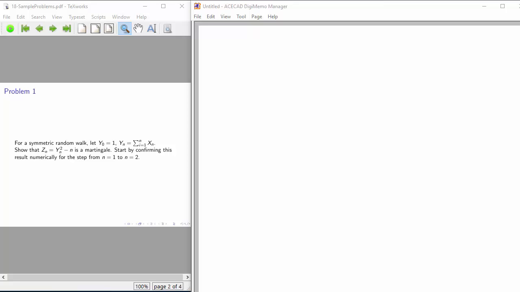Here are the sample problems for Math 117, Class 18, in which you'll meet some unexpected martingales. So for the first one, let's consider a symmetric random walk. Symmetric just means the probability of going up or down, left or right if you prefer, is 50% in either direction, but we can start anywhere that we want. So let's start at y equals 1.